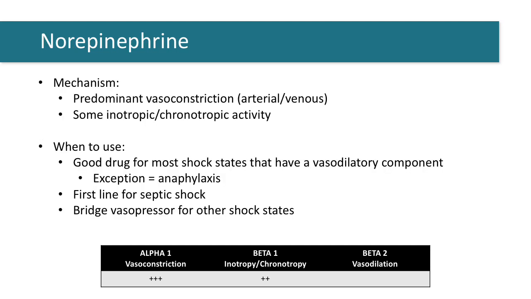The primary workhorse in any critical care department now is norepinephrine. The primary mechanism is predominantly vasoconstriction, both arterial and venous, and some inotropic or chronotropic effect because of the beta 1 activity. It is a good drug for most shock states that have some amount of vasodilatory shock. The only exception would be anaphylaxis. It's really the first line now for septic shock management and a bridge vasopressor for other shock states.